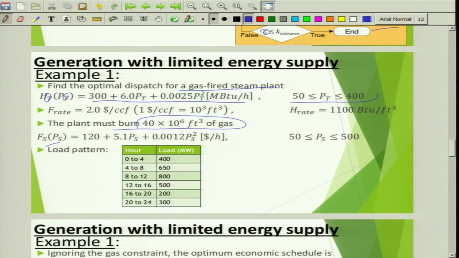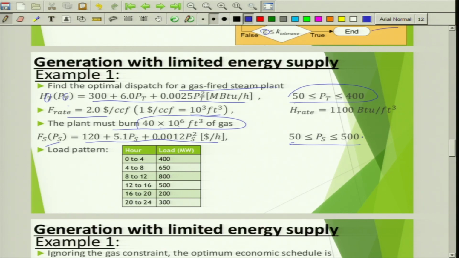This is the amount of volume that you need to burn, that is, the agreement is already formed. And because this is a gas fired plant, there are minimum and maximum generation limits of this particular unit, that is 50 and 400. There is also a fuel rate given, $2 per CCF, and 1 CCF is equal to 10 to the power of some number feet cube. Now the other plant, where there is no fuel constraint, has fuel cost characteristics of 120 plus some quadratic expression dollars per hour, and the minimum and maximum generation is 50 and 100.